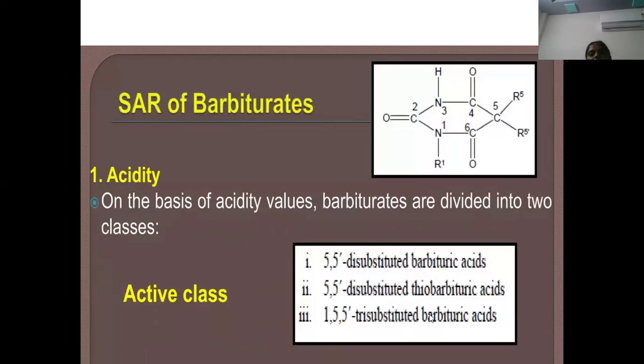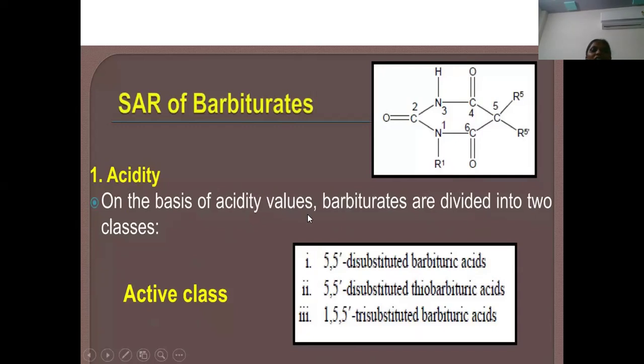Already you know that this is the general structure for barbiturate or barbituric acid. So at first and third positions we have nitrogens. At second, fourth, sixth positions we have C double bond O groups. At fifth position, substituents R5, R5 dash. Okay. So in this SAR, first point is SDD.